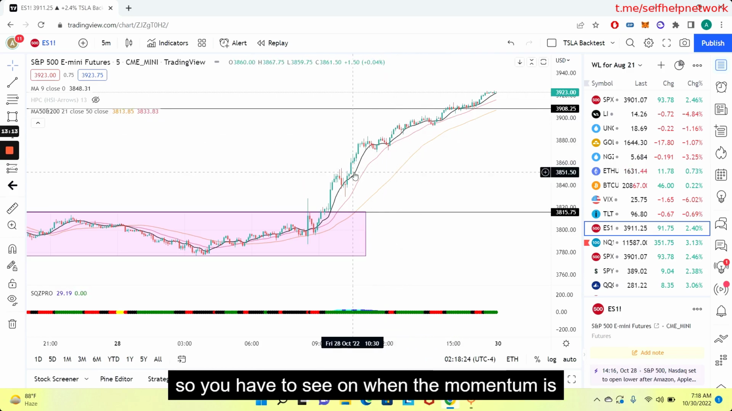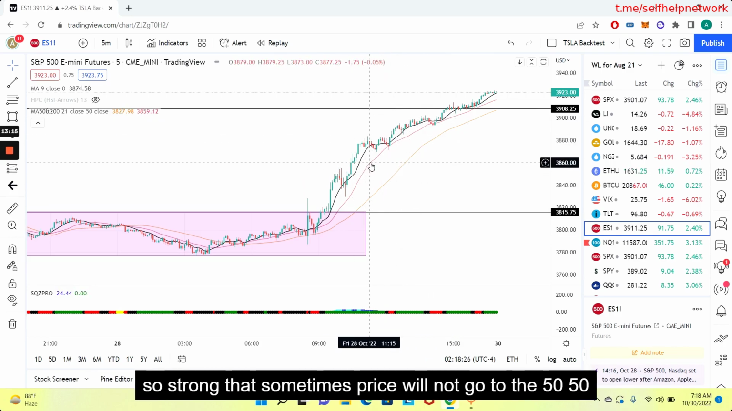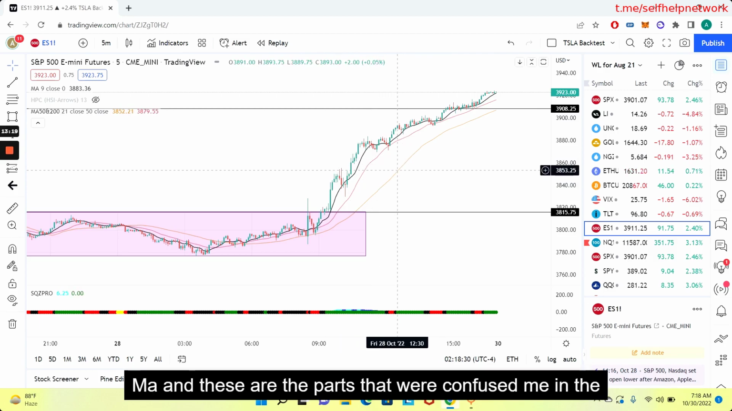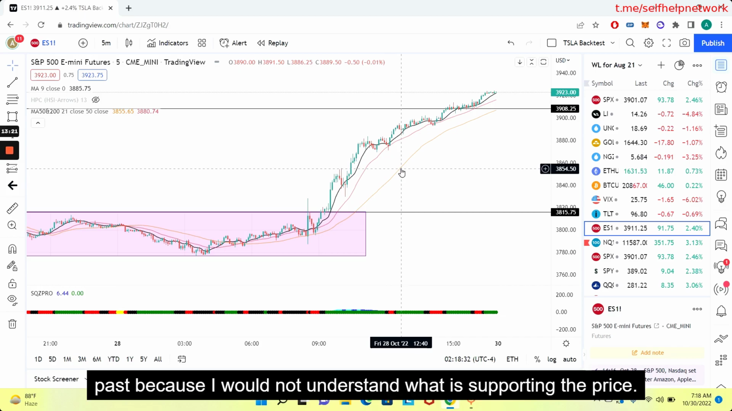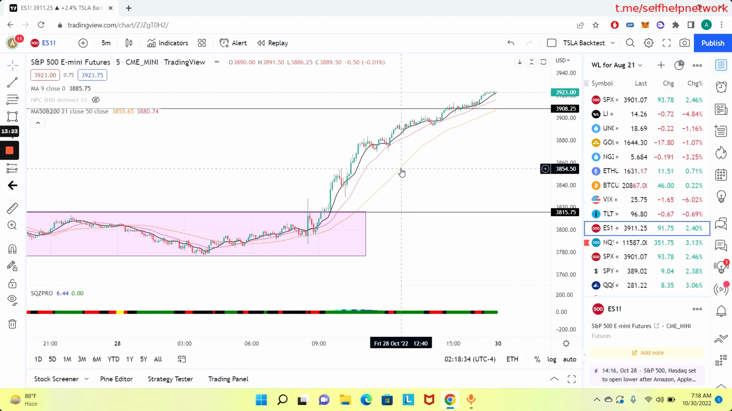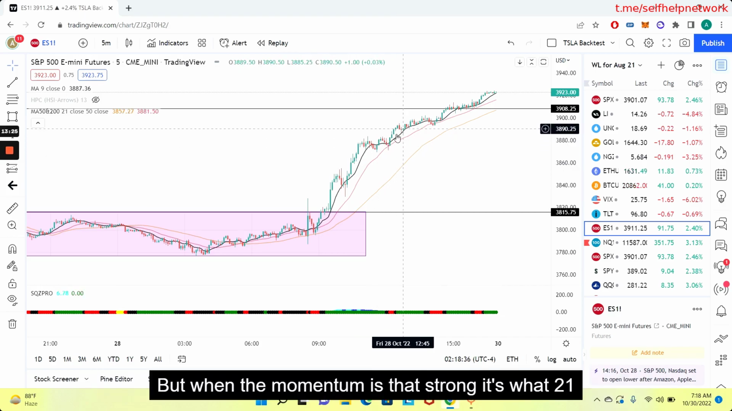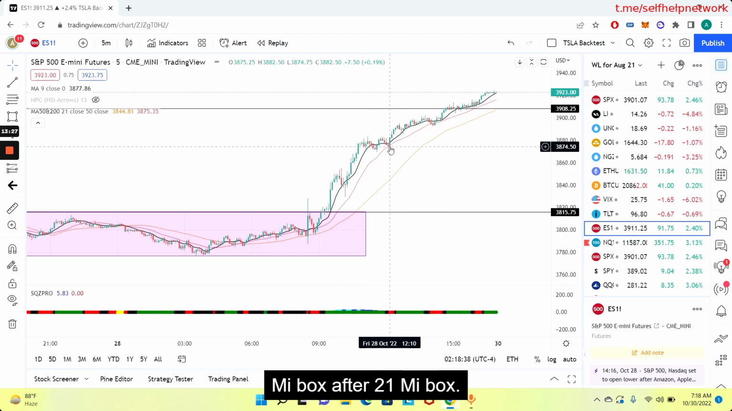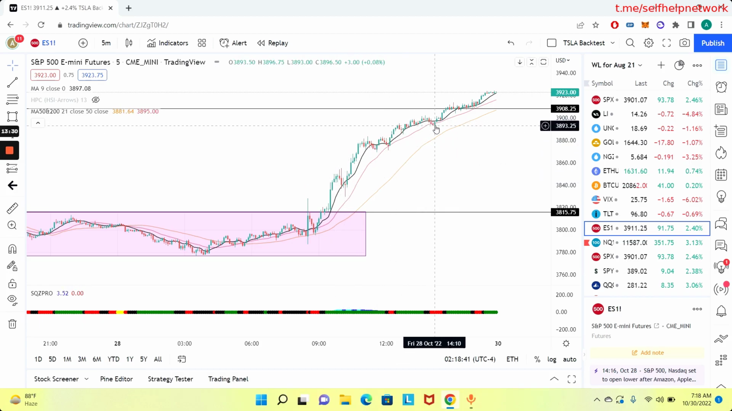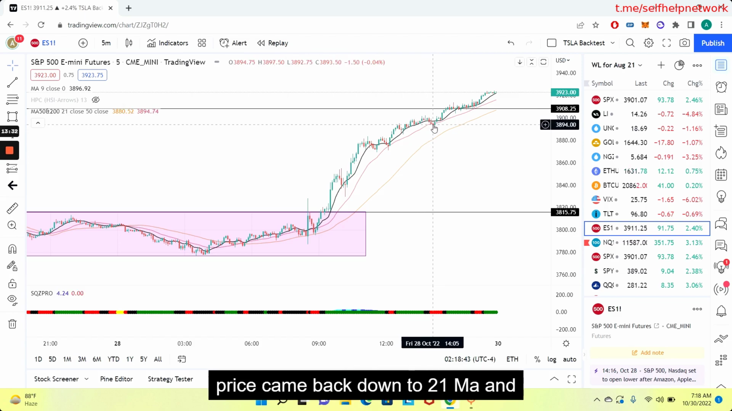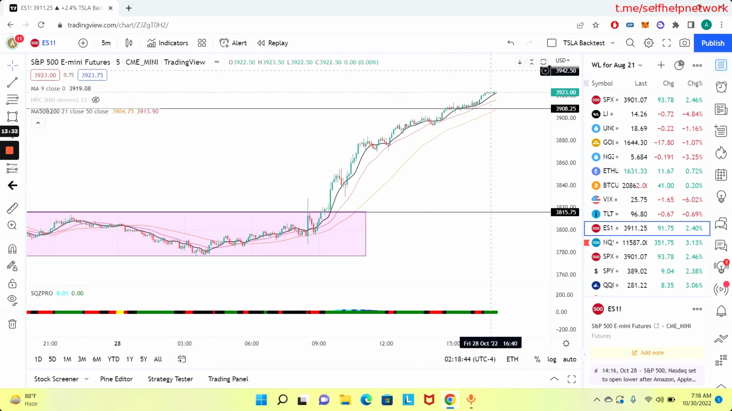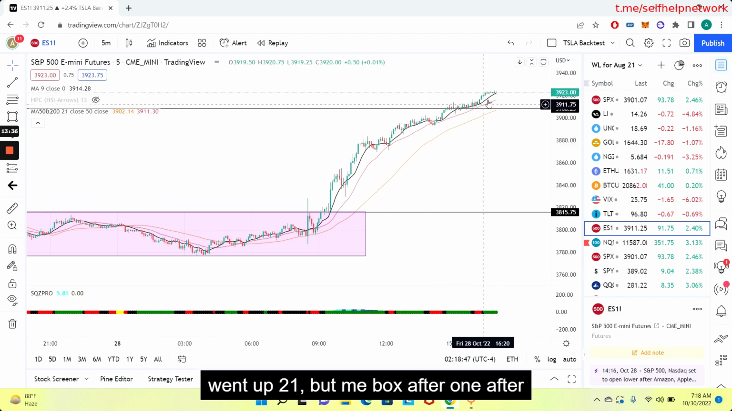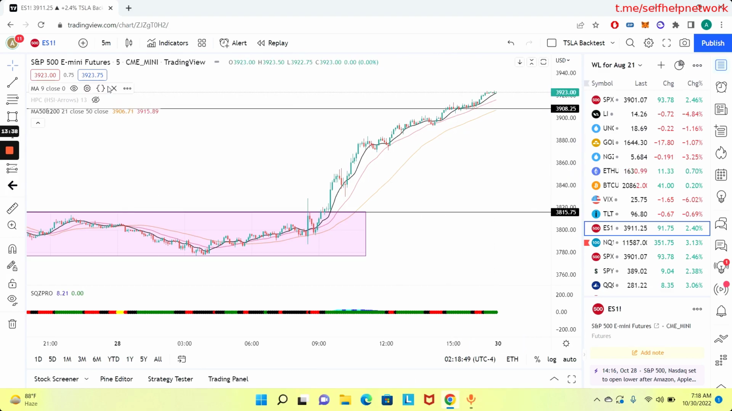So you have to see when the momentum is so strong that sometimes price would not go to the 50 MA. And these are the parts that would confuse me in the past because I would not understand what is supporting the price. But when the momentum is that strong, it's 21 MA box after 21 MA box. Price came back down to 21 MA and went up. 21 MA box after one after the other.